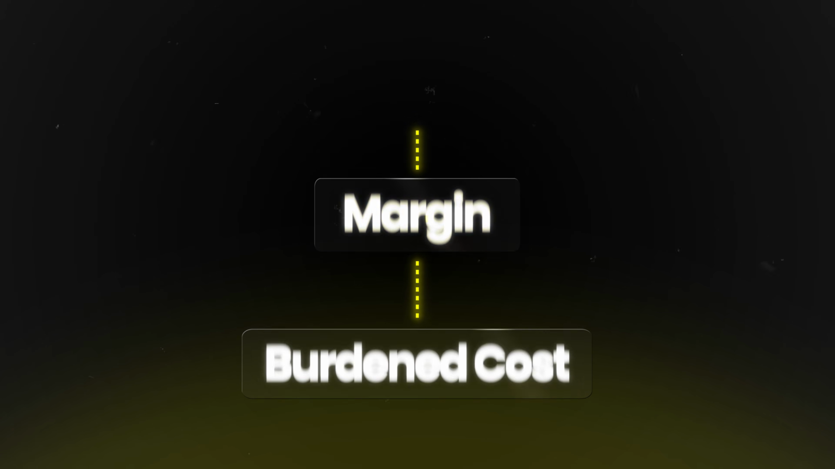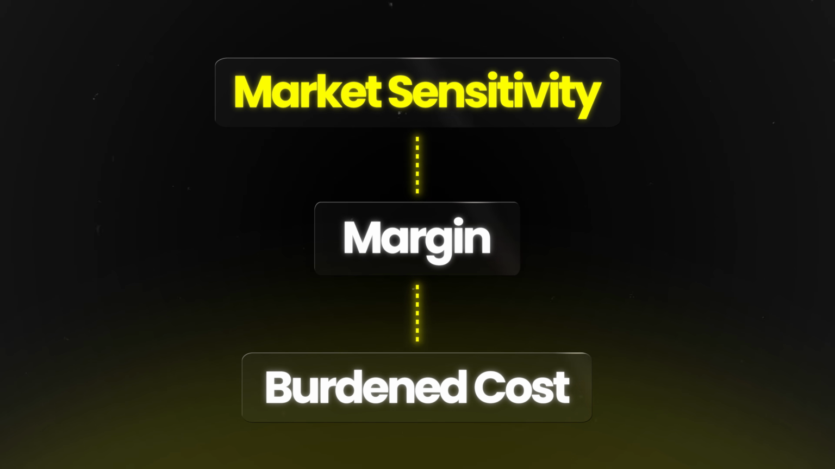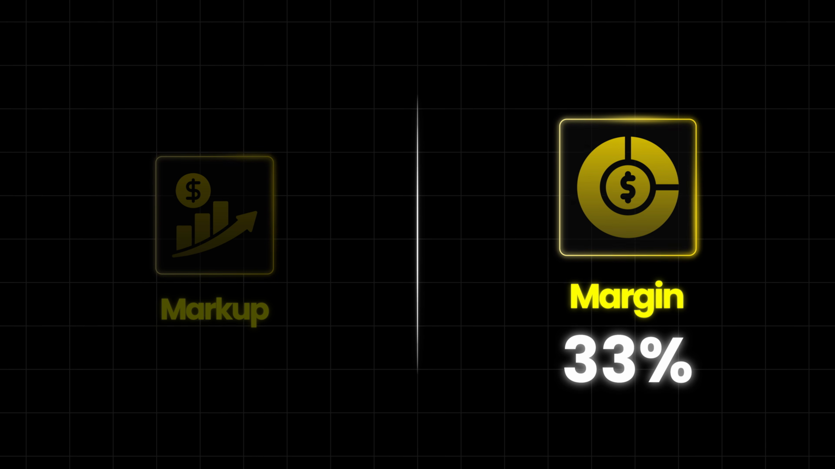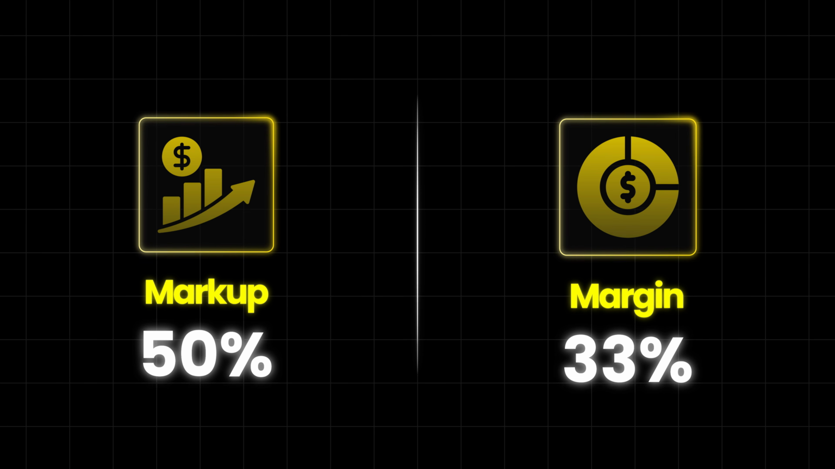Burden cost is the floor. That is your break even. Then the margin has to go on top of it. And then the market sensitivity is the last thing that you check, not the first. So what's the target? You should aim for a 33% gross profit margin on every hour of labor that you sell. Now remember, markup and margin are not the same thing, so a 33% gross profit margin actually is a 50% markup. Now you might be asking, why does it feel so high?